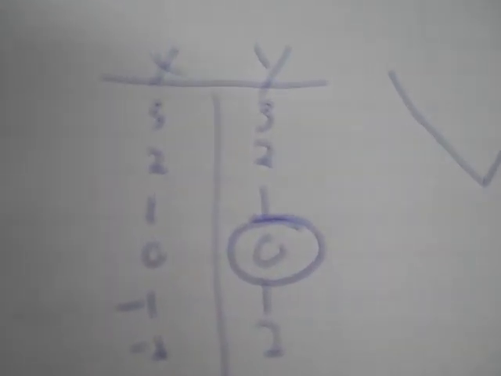How far is it from 3 to 0? 3. 2 to 0 is 2. 1 to 0 is 1. 0 is 0. Negative 1 to 0 is 1. Negative 2 and 3. So these outputs, you can see they're going down, but then they come back up. The lowest you have is 0. So you're going to find out what would make the absolute value 0.